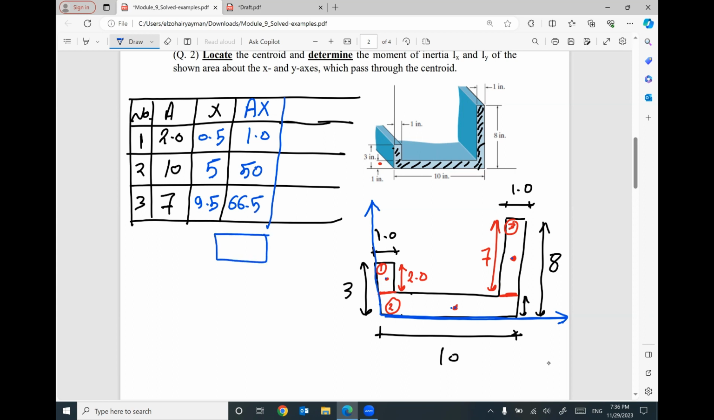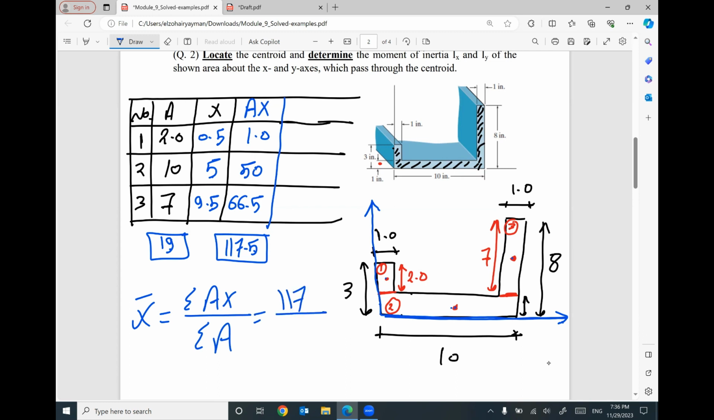Go ahead and find out the summation here and the summation here. The summation here will be 19. And the summation here will be 117.5. So x bar, which equals summation area times x divided by summation area, will equal 117.5 divided by 19. So it will be 6.2.